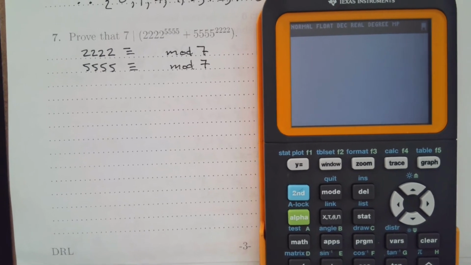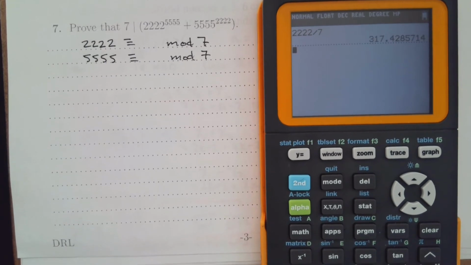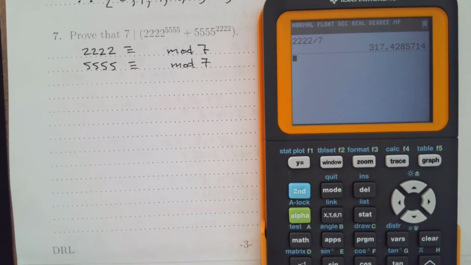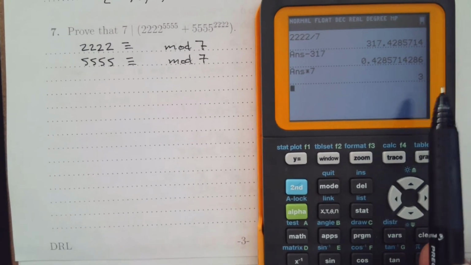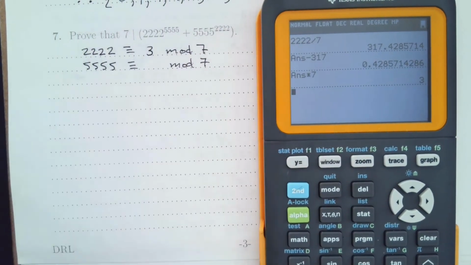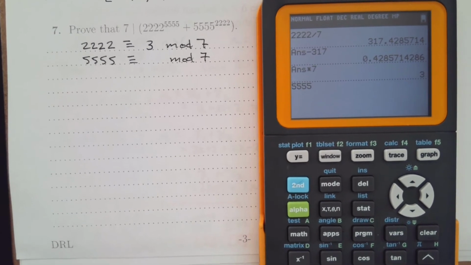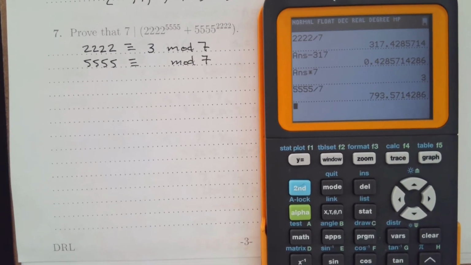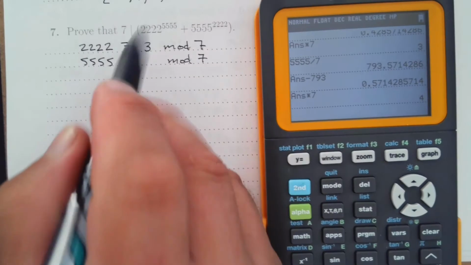Now, of course, we could do that work without a calculator, but we'll simplify things here and ask, what's 2,222 divided by 7? There is that piece. And if we don't recognize that as a remainder, let's subtract 317 and multiply by 7, which tells us we have a remainder of 3. So that's a congruence for us. And with 5,555 divided by 7, we get this. Subtract the 793, multiply that decimal by 7, and we have that.